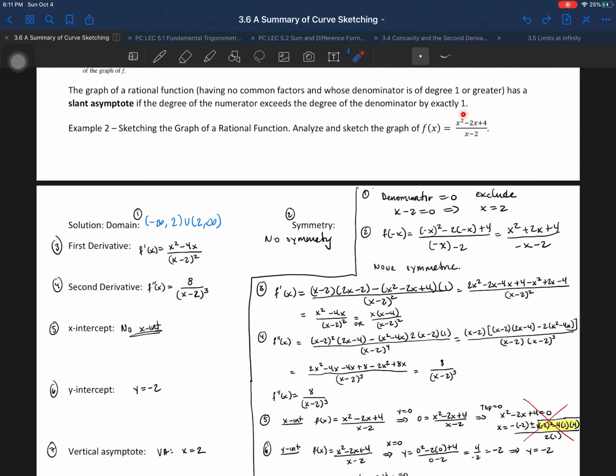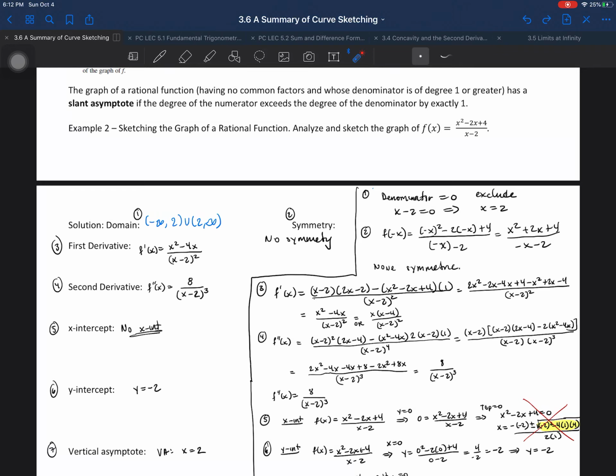So when x equals 2, this will make the denominator 0, which will make the whole thing undefined. So period. We're going to remove 2 from the whole domain. So from negative infinity to infinity, we're going to remove 2. What about symmetry? Well, let's check symmetry.